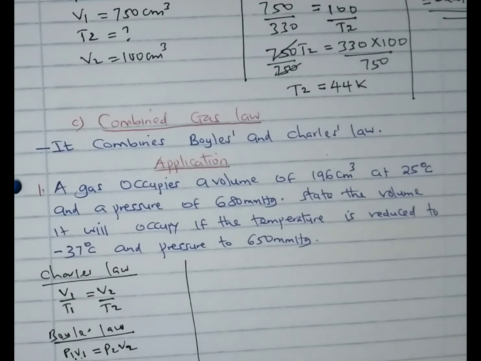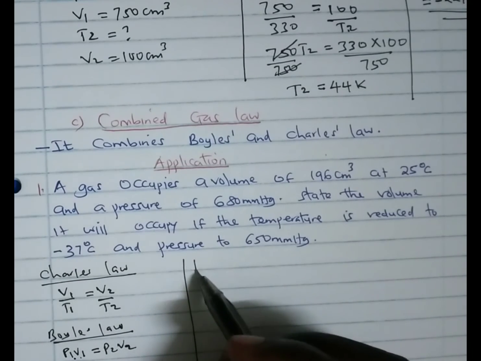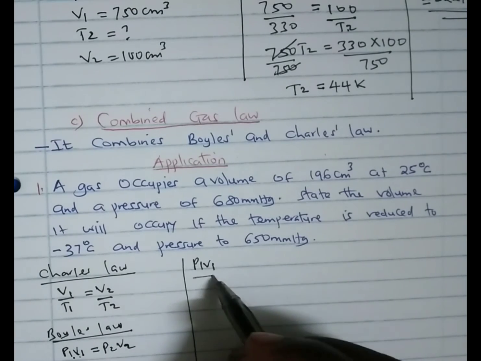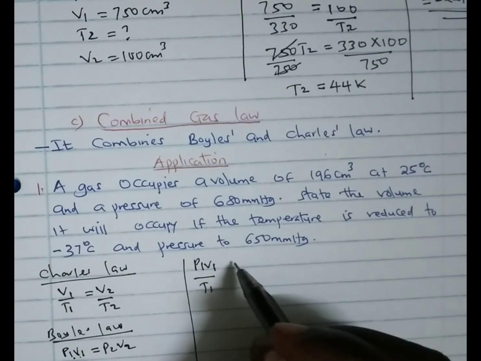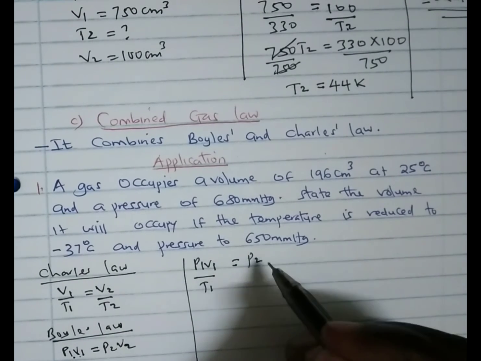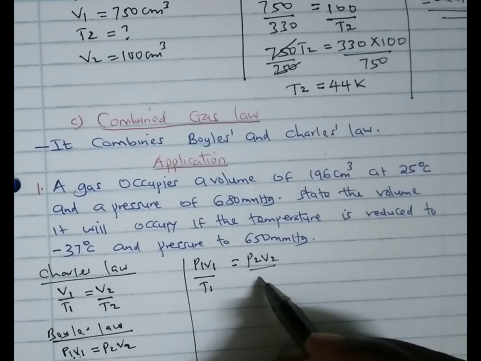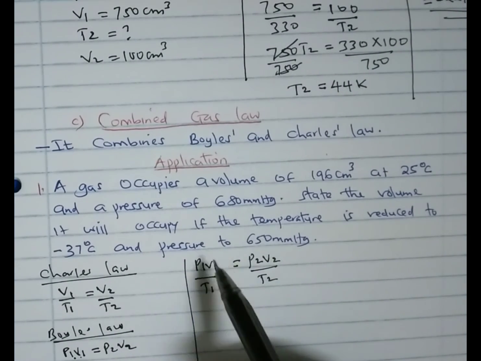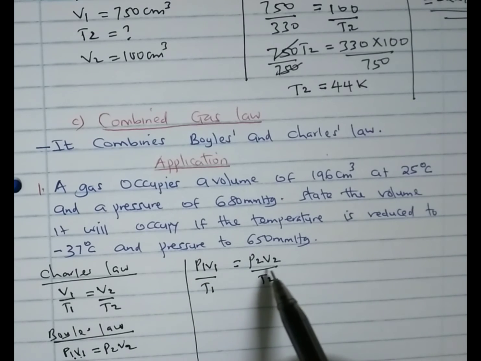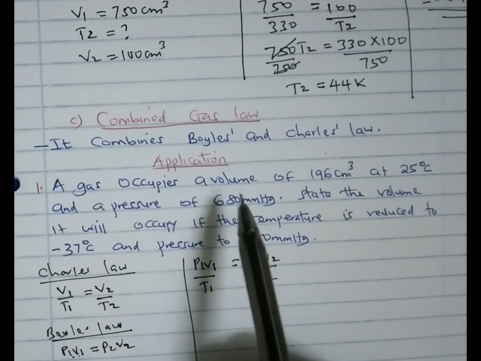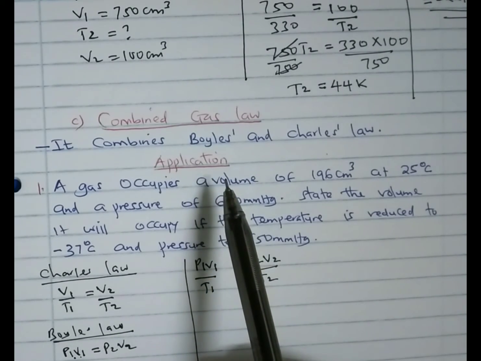volume 2. We can combine the two to give us the following equation, that is pressure 1, volume 1, because it is common, we divide by temperature 1, this will give us pressure 2, volume 2 is common, so we pick 1 divided by temperature 2. This is when we combine both Boyle's and Charles' law. Let us apply this formula in the application part under a calculation question.